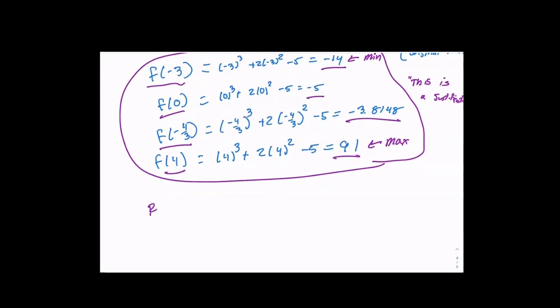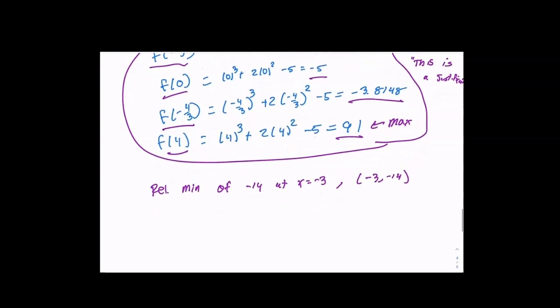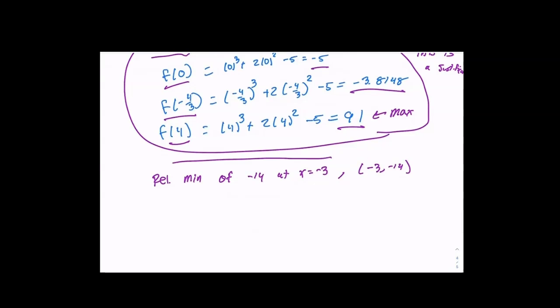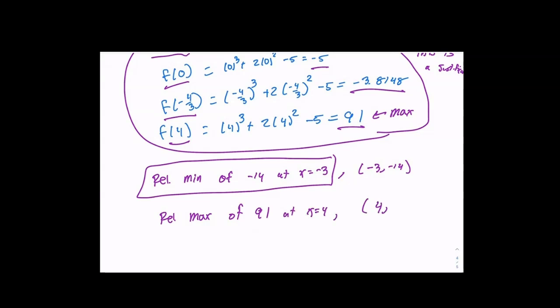I like to just do them all together. We have a relative minimum of -14 at x equals -3. You might say -3 comma -14. Sometimes they ask you for the point. Typically, this is how I like to write my answer. Sometimes you might see it as at -3 comma -14. And we have a relative max of 91 at x equals 4. Once again, you might see it as a coordinate 4 comma 91. Boom.